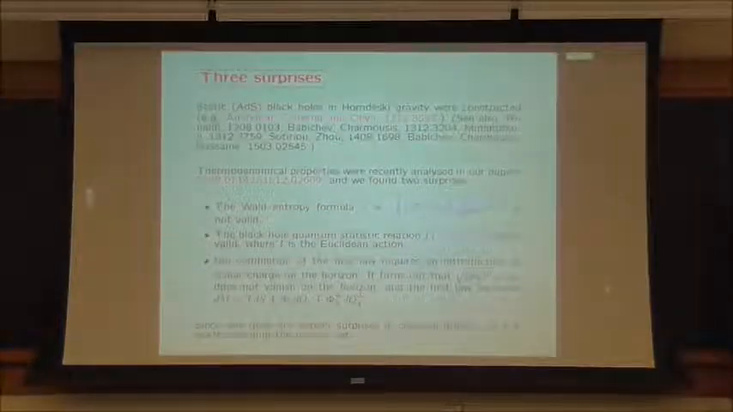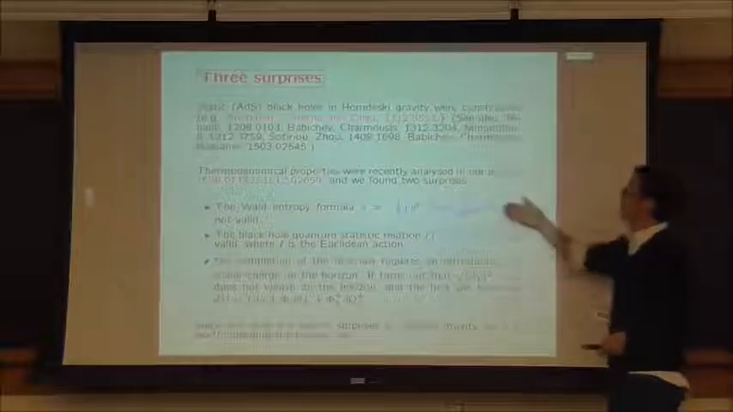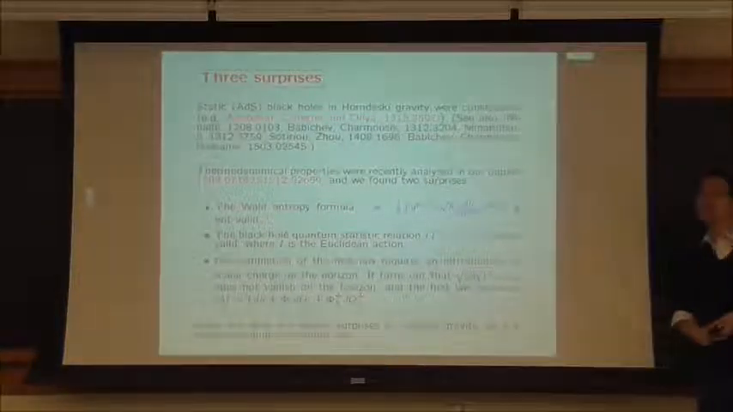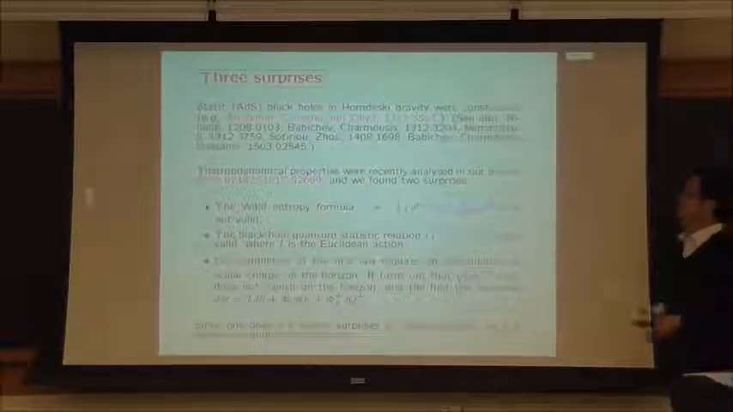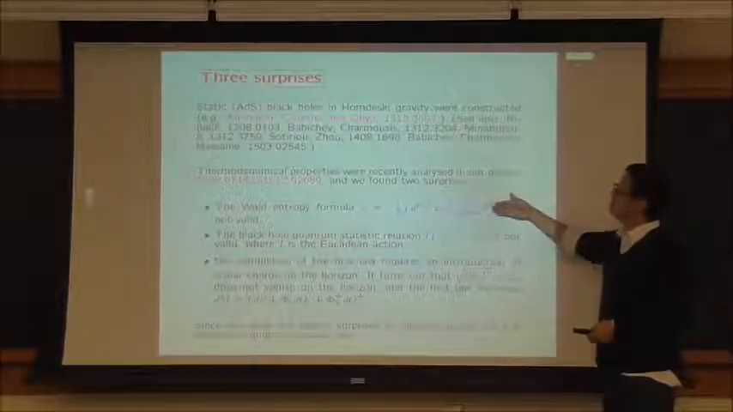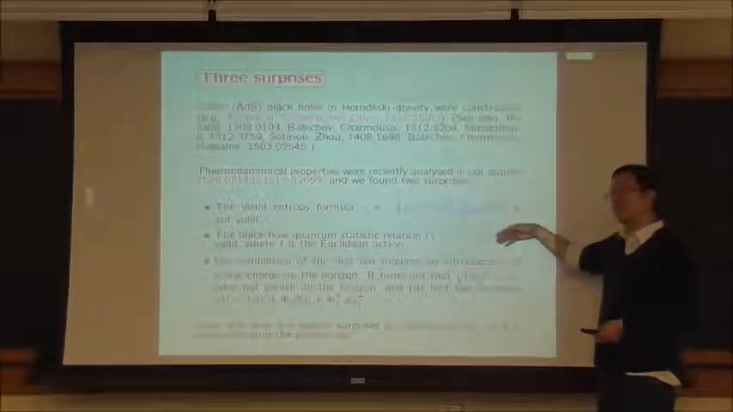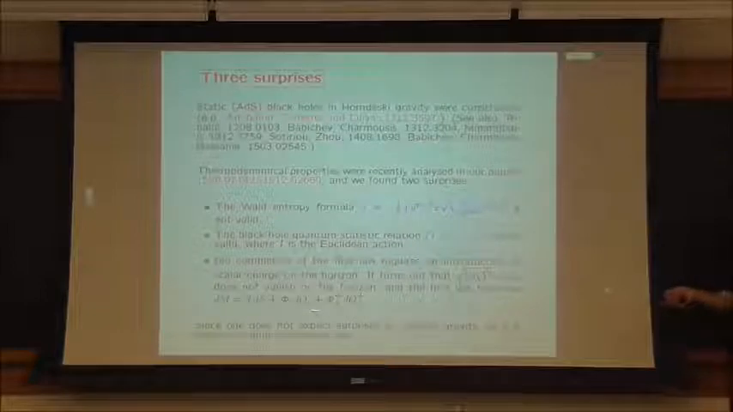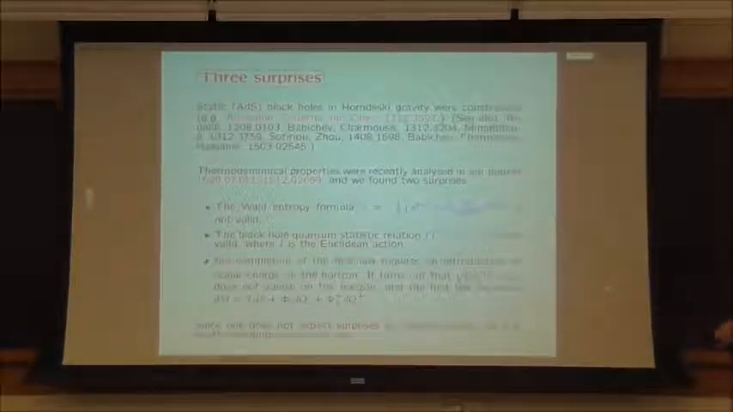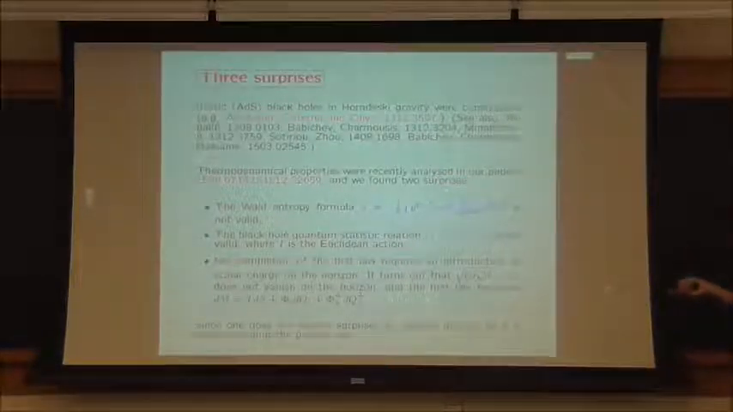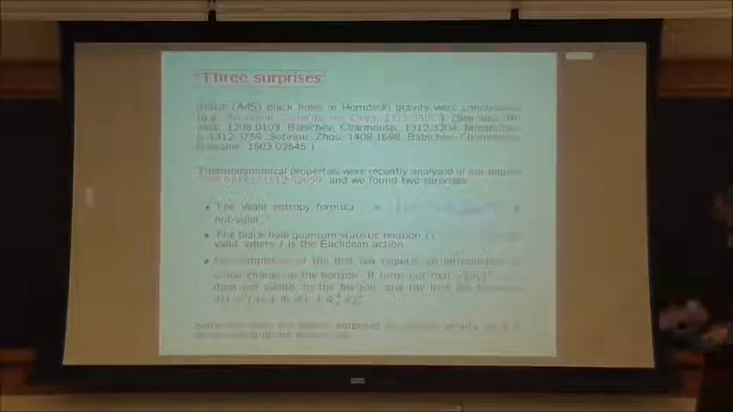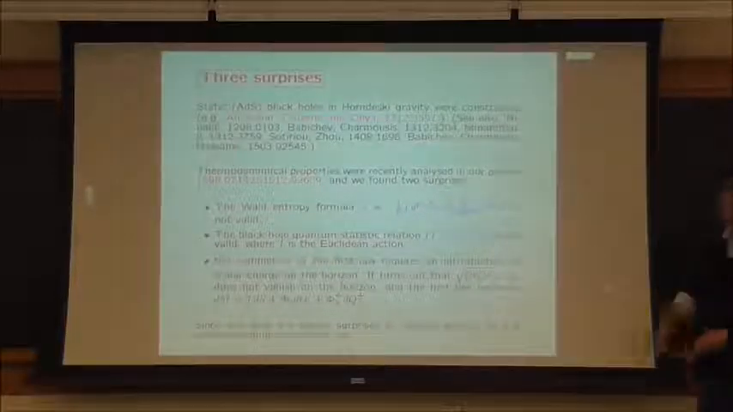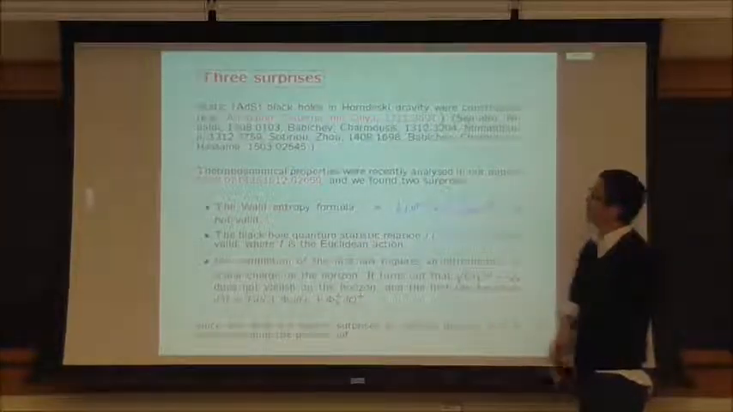So the concrete statement is that this formula and this formula contradict each other. This means either this is wrong, or this is wrong, or both are wrong, but they cannot both be correct. And our belief is that both are incorrect. But of course, this will be very strange now, because we base this on AdS/CFT, right?